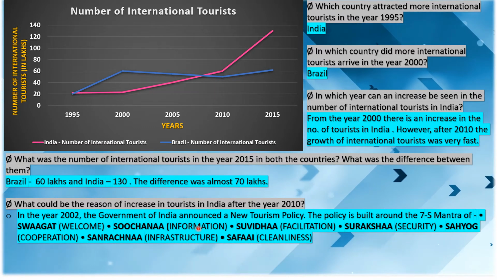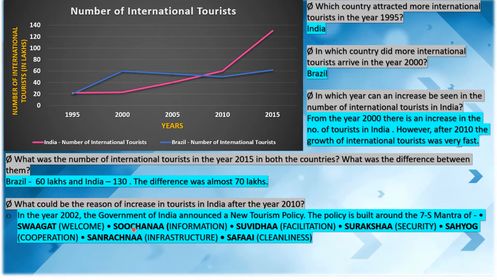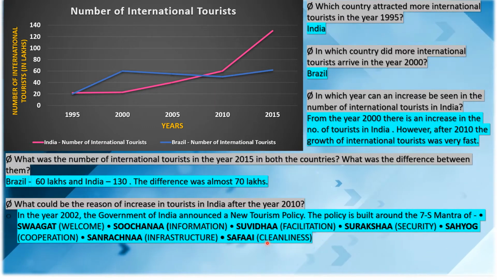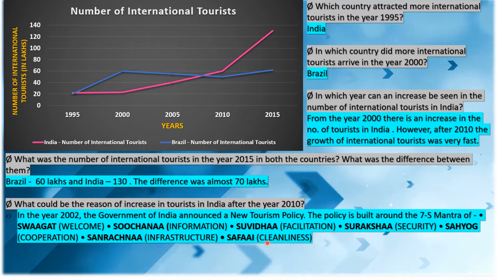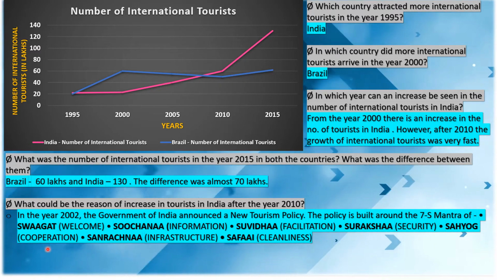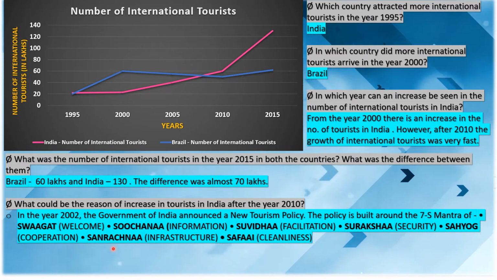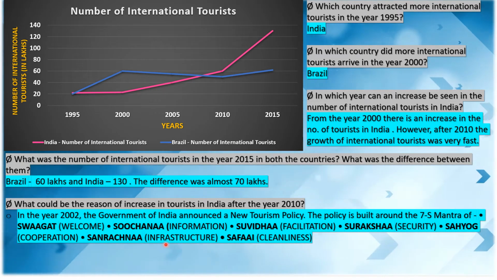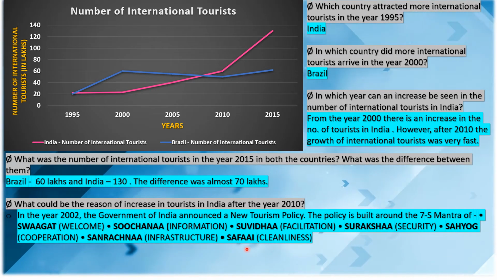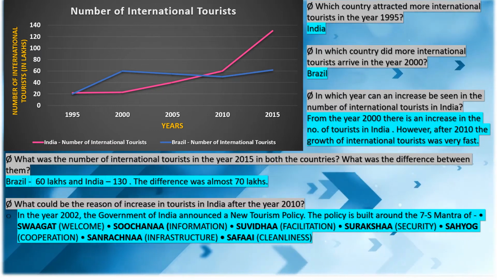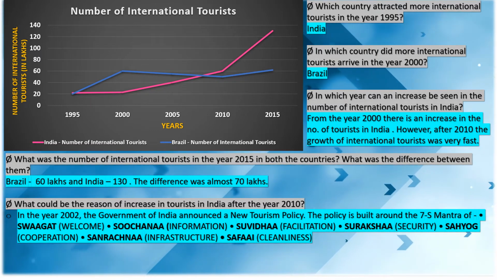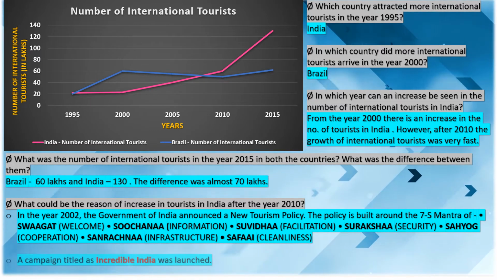Suvidha, proper facilities were given to the international tourists. Suraksha, that is security, was provided. Sahyog, that is cooperation, was provided. Sanrachna, infrastructure was developed. Safai, cleanliness. So all these factors were taken into consideration to increase the number of international tourists.